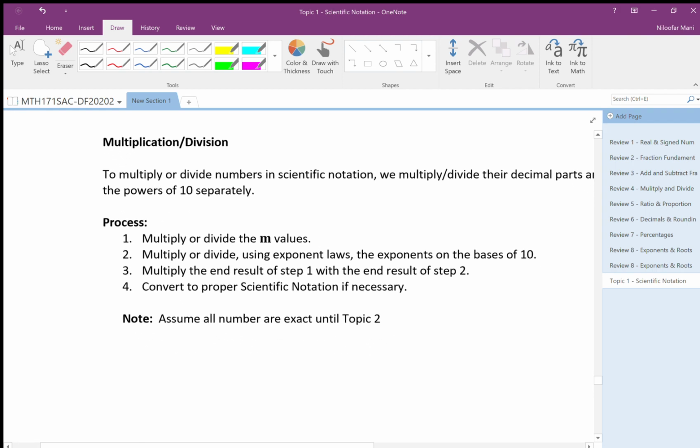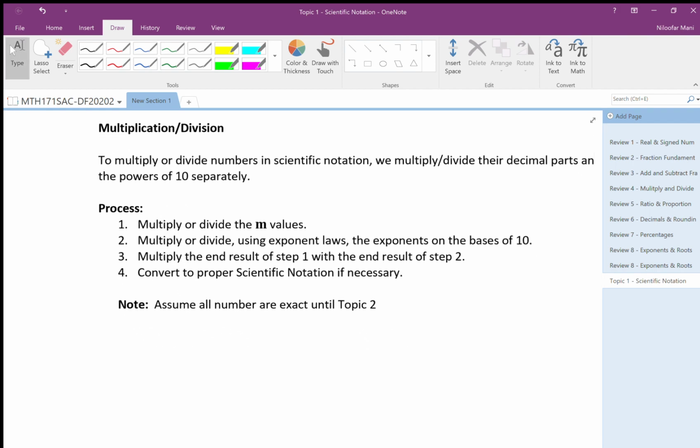How about multiplication and division? Multiplication and division is easier. You multiply and divide the number. You multiply and divide the exponent ones using exponent rules. And then just write it beside each other, okay? And then just change it to scientific notation if you have to.